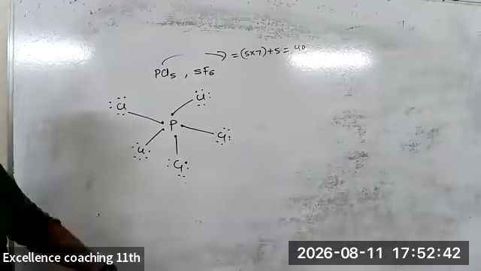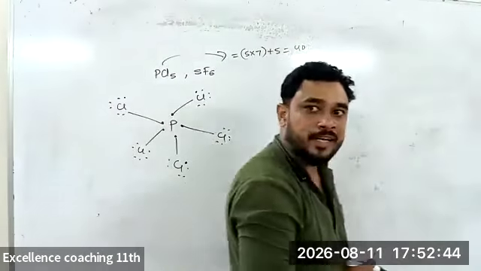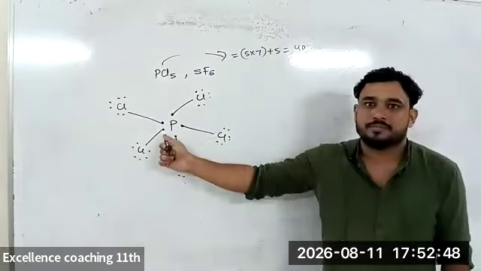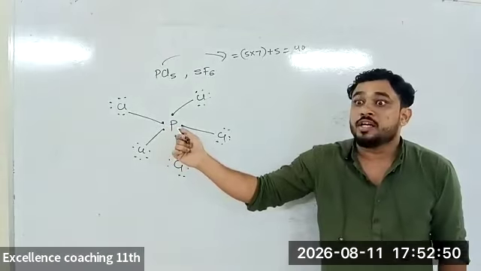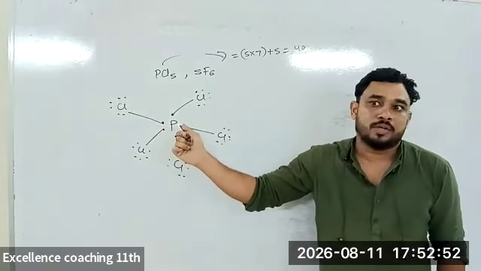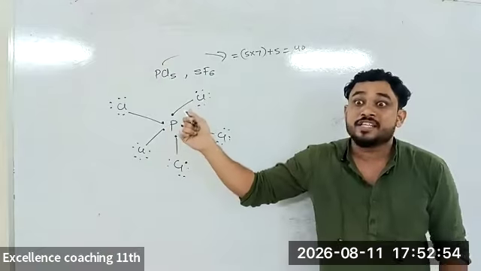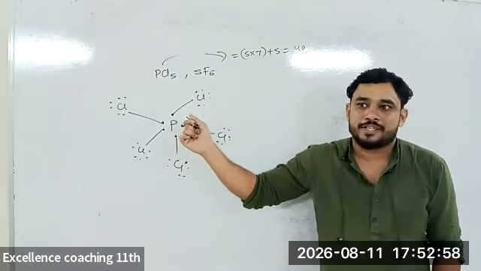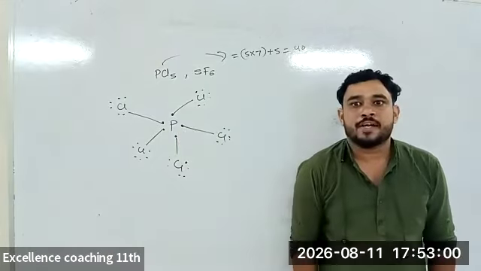But is the octet rule followed by the central atom? No, it is expanded. This is called expanded octet molecules. This is also a limitation of the octet rule, where it should actually be 8, but it is more than 8. 10 electrons, more than 8. So this is called expanded octet.